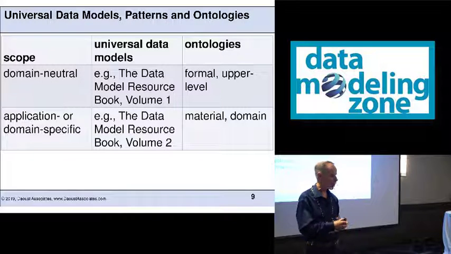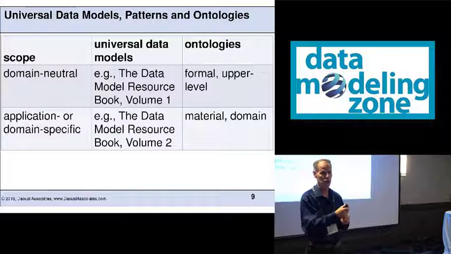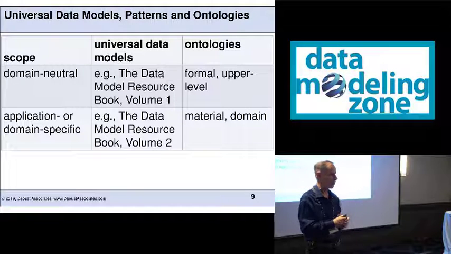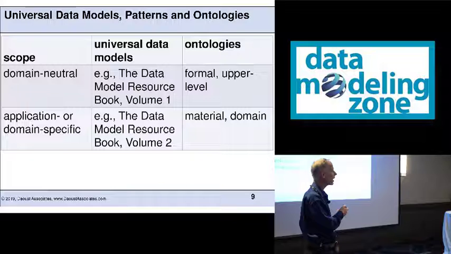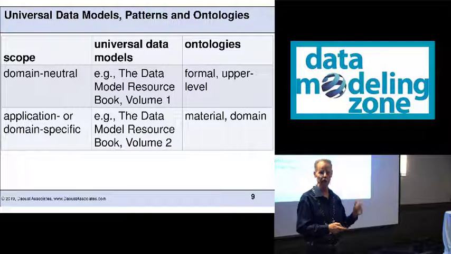In his second volume, those are application or domain-specific models. So he's got one for healthcare, manufacturing, and I don't remember what the others are. In the ontology world, they call those material or domain ontologies.